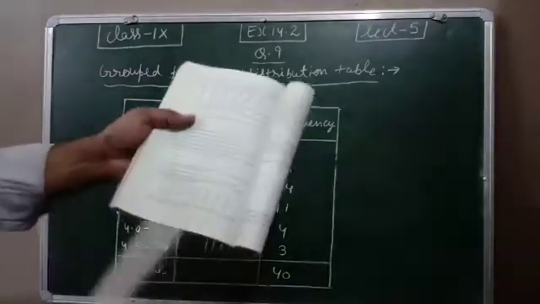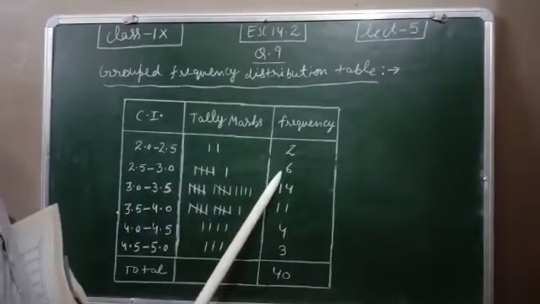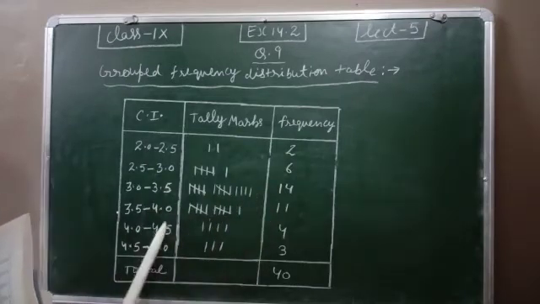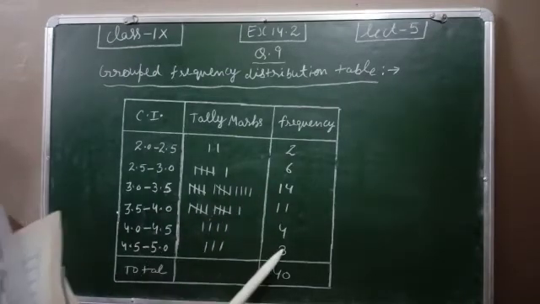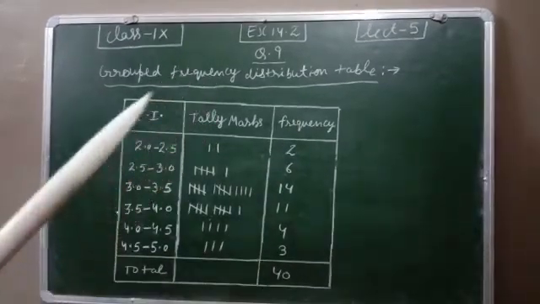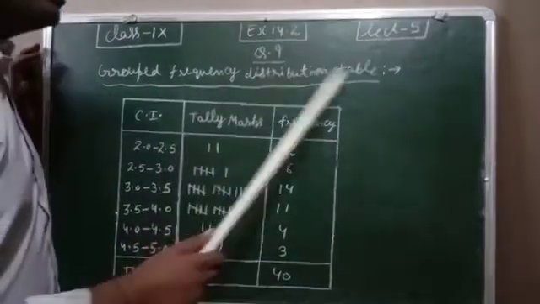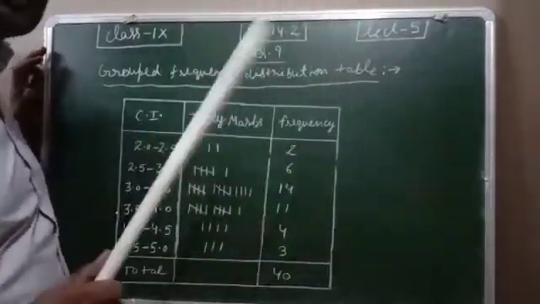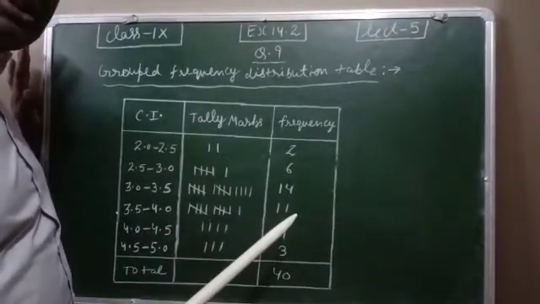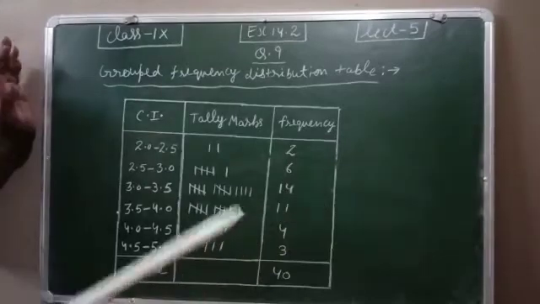If we see this data, then this interval has only two values, this interval has 6 values, this interval 14 values, this interval 11 values, this interval 4 values, and the last interval has 3 values. When we add all of these, the sum will be 40. So in this way we can draw a frequency distribution table and a group frequency distribution table. Generally one question, either of group frequency distribution table or frequency distribution table, comes in your exam.